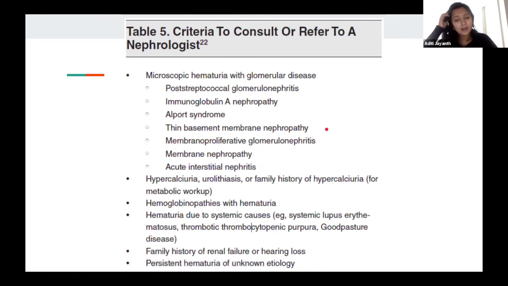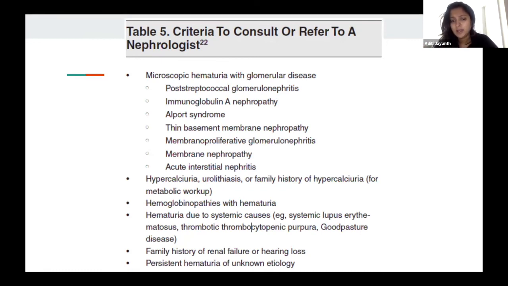Hypercalciuria, you don't always have to, but you can refer to nephrology so they can get a little bit of follow-up. They should get a follow-up with nephrology if you're concerned for a metabolic disease or a more familial pattern. Hemoglobinopathies with hematuria should have a standing yearly evaluation by nephrology to make sure it's not worsening. And anyone with systemic disease like SLE or Goodpasture syndrome, you should definitely be seeing renal.